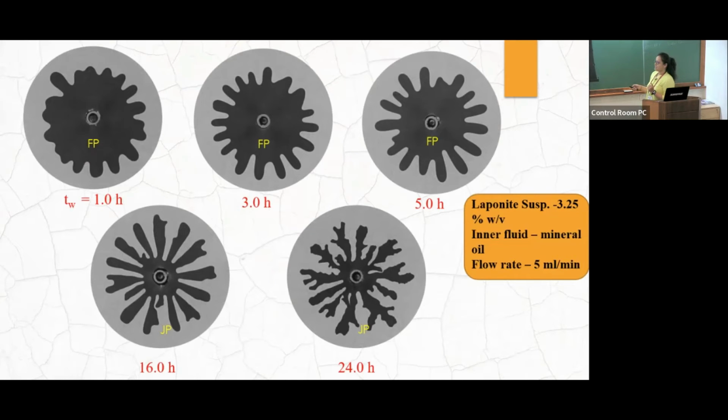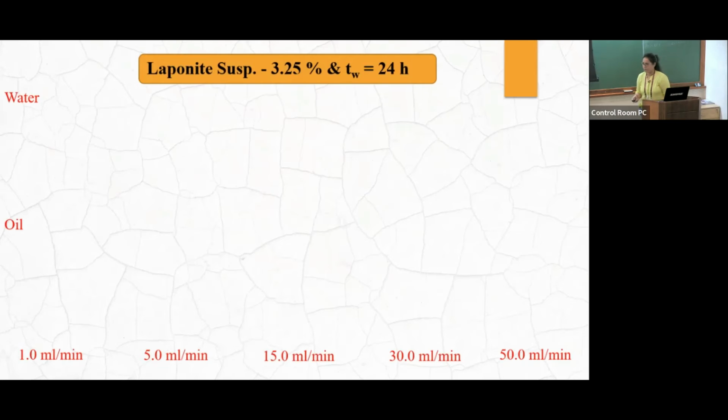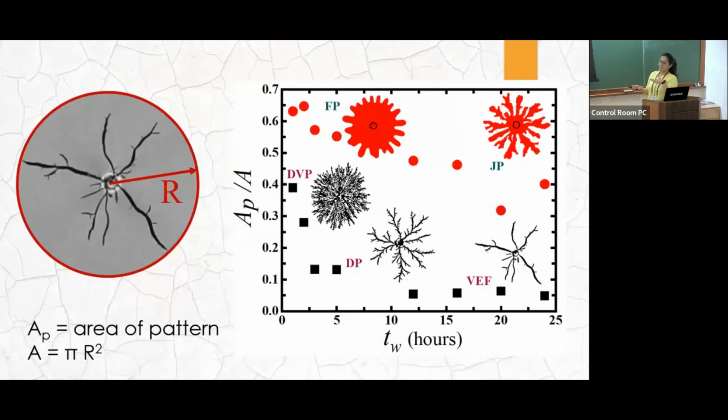And at high ages, when the Laponite suspension is sufficiently elastic, we have observed these jag patterns. The jaggedness you can see at the interfacial profiles. So by just playing around with the interfacial tension and the aging property, we have observed this wide range of interfacial pattern morphologies. But this is not the end of the story.